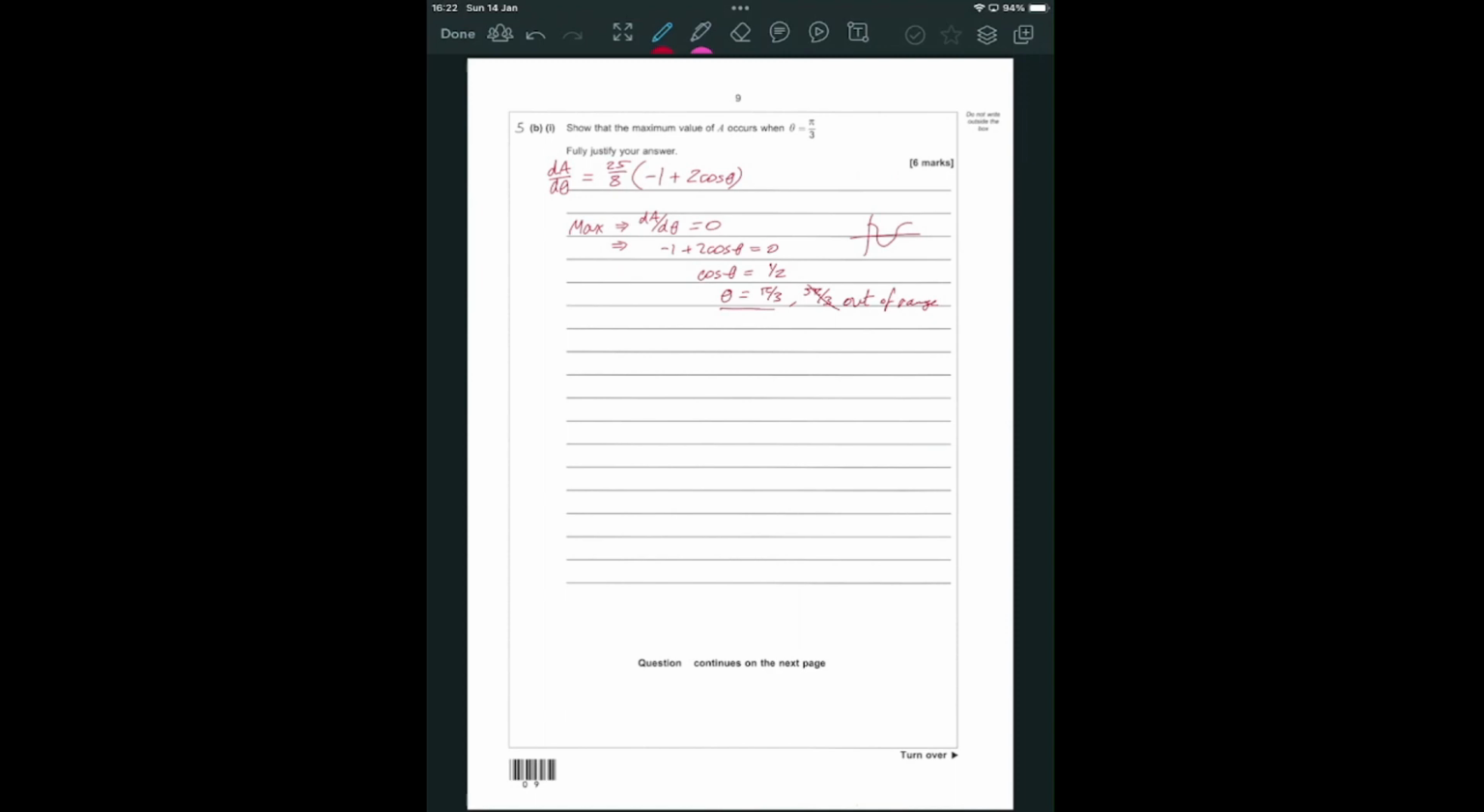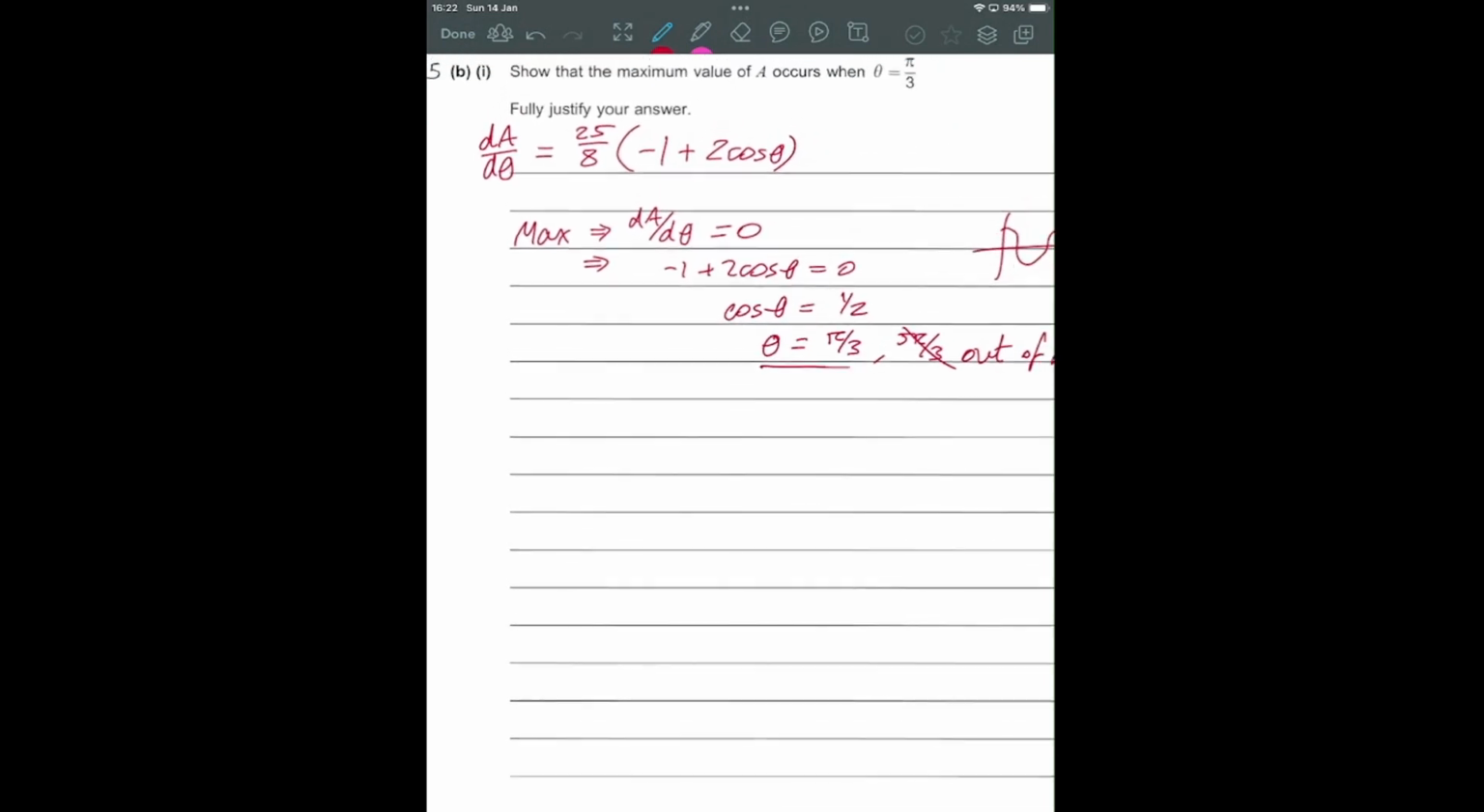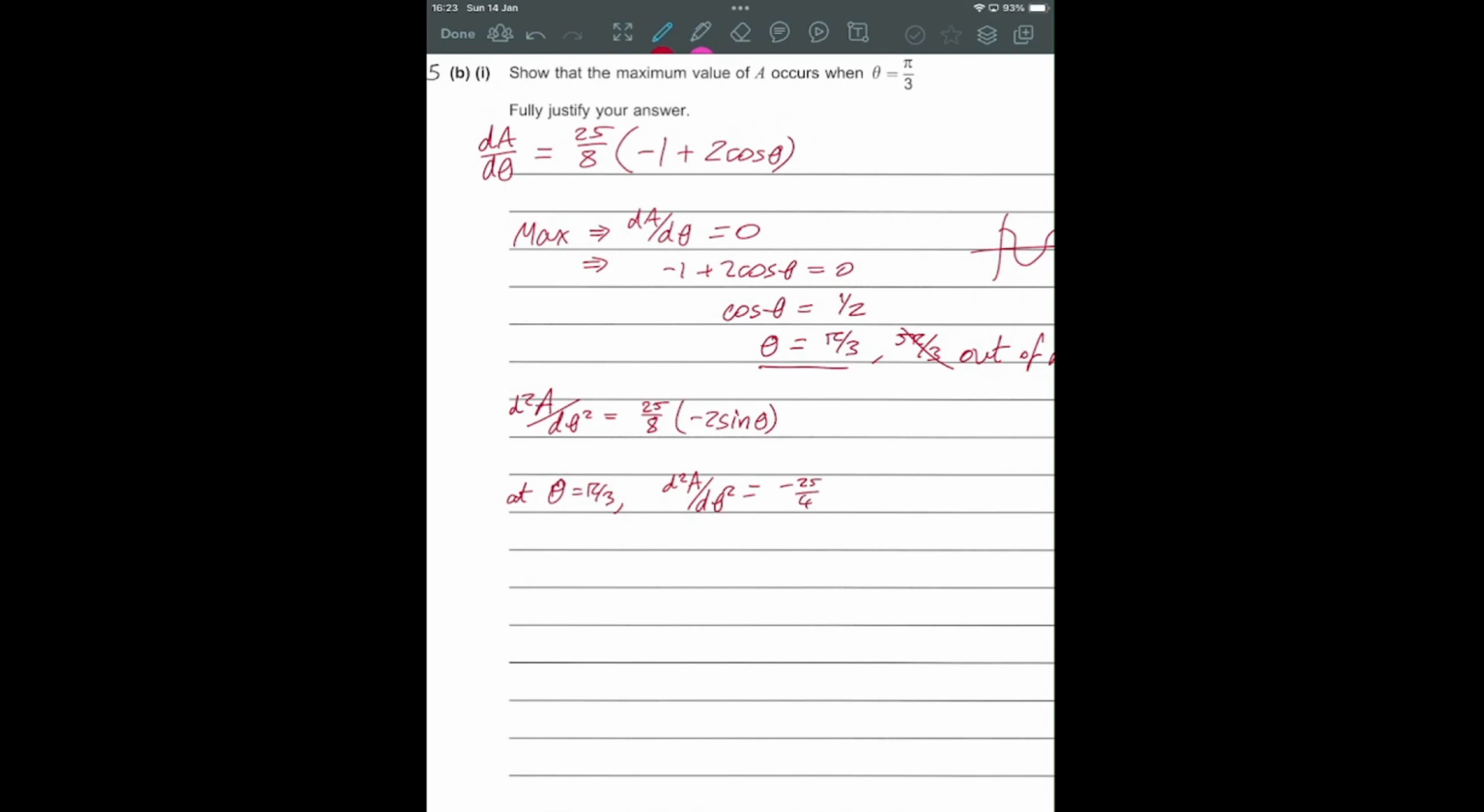We have shown that there is a stationary point at pi by 3. We haven't shown that it is a maximum. So I still need to justify that it is a maximum. So I take my second derivative. Differentiate again, the 25 over 8 is still going to just live as a multiplying factor. That's going to differentiate into negative 2 sine theta inside the bracket. So at theta is pi by 3, the second derivative is going to be simplified just a tad, bring that 2 out, of pi by 3.